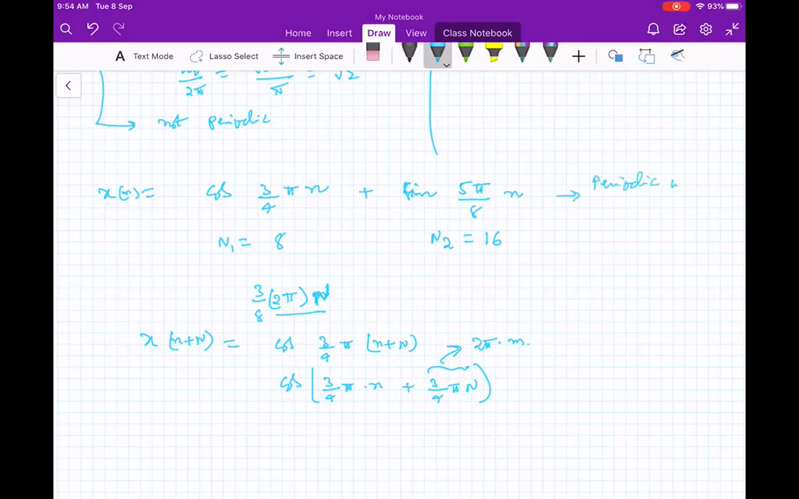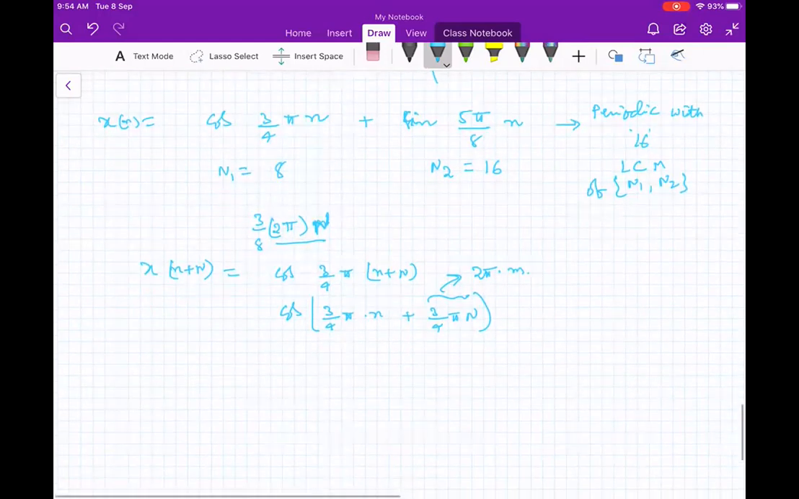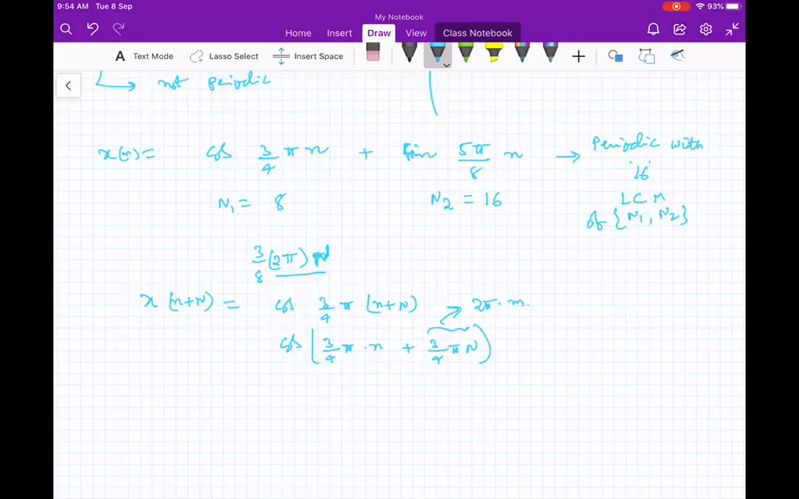It is 16. Yes, sir. It is periodic with period 16. It is usually considered as the LCM between N1 and N2. Okay. So this is how we find it. I hope the periodicity discussions are fine. Okay, I leave it at this point.